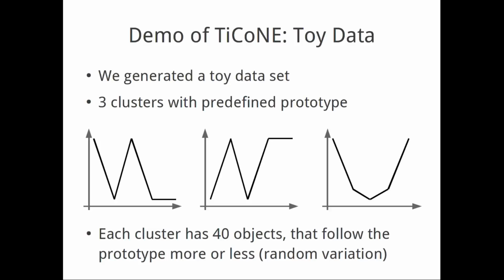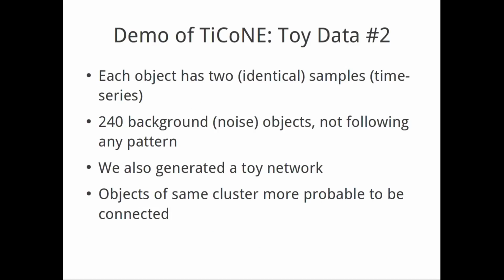To the end of this presentation, we have prepared a small toy dataset, which consists of 3 clusters, each following a predefined prototype, which you can see here. Additionally, we generated objects for each of the clusters that follow the prototype more or less. To make the task more challenging, we also generated background, aka noise objects, which do not follow any pattern.